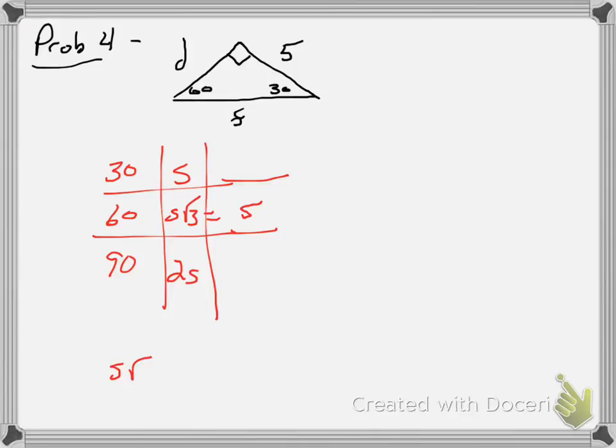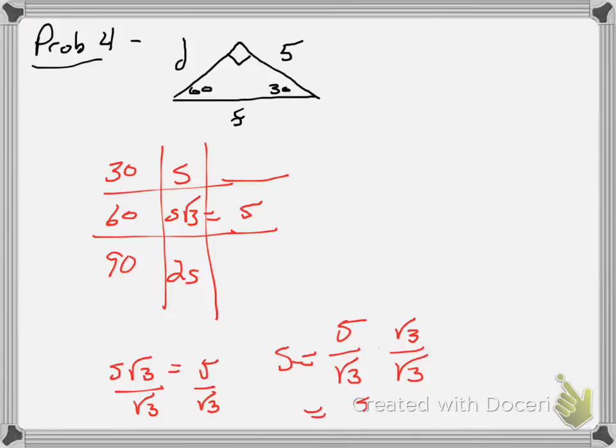Well, let's solve. S radical 3 equals 5. I'm going to divide by radical 3. That gives me the side being 5 over radical 3. Can't leave radical 3 there, so again I'm going to multiply by radical 3 over radical 3. That ends up giving me 5 radical 3 over radical 3 times radical 3, which is 3. So my side is 5 radical 3 over 3. I'm looking for D here, which is across from the 30, so D equals 5 radical 3 over 3.